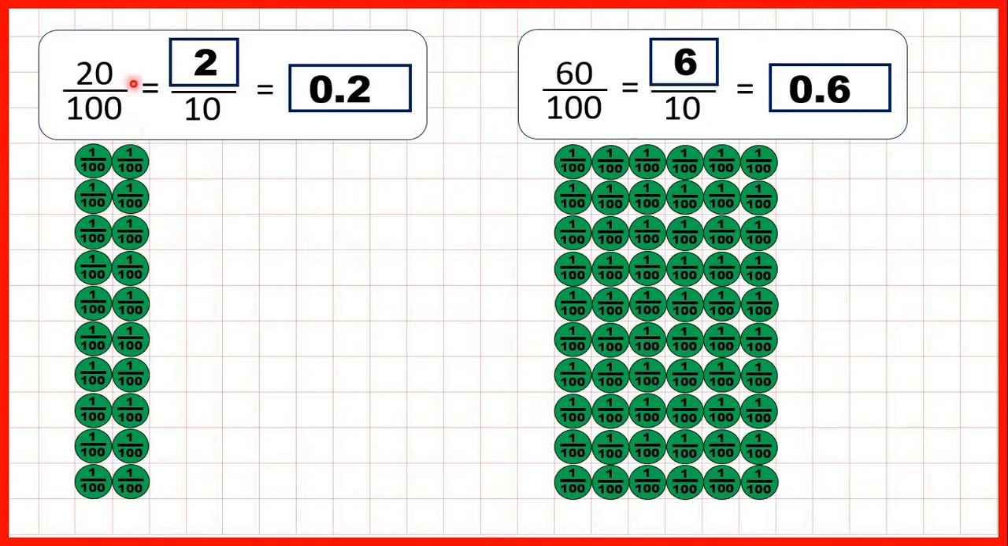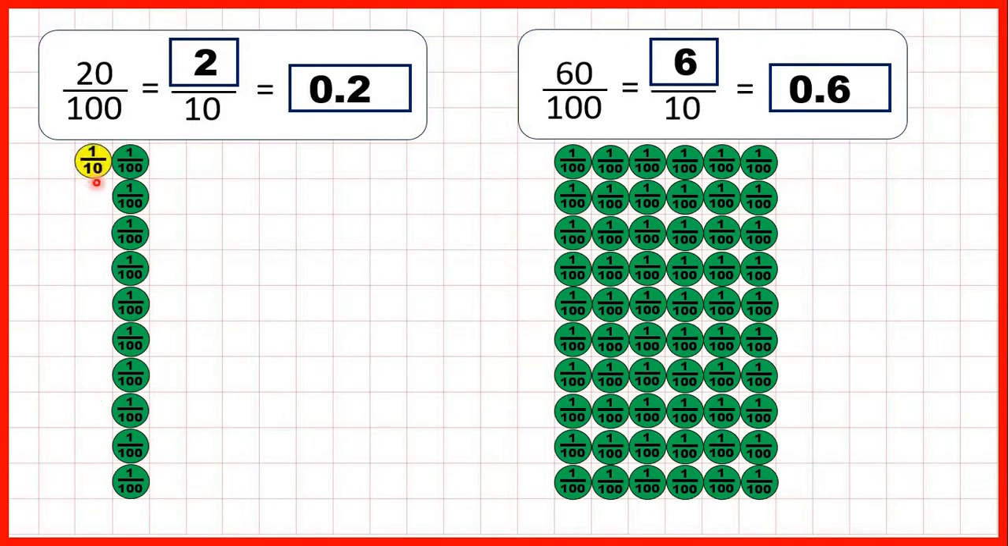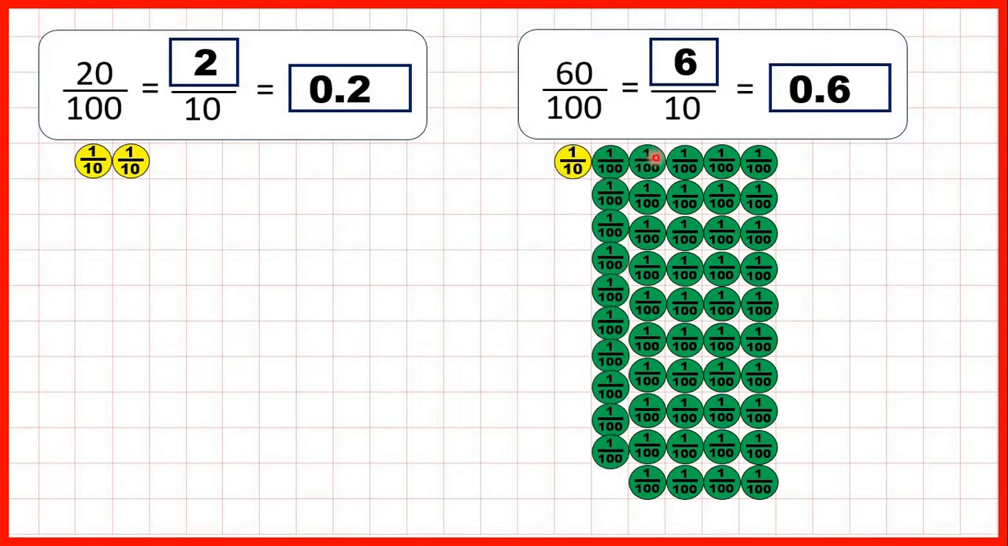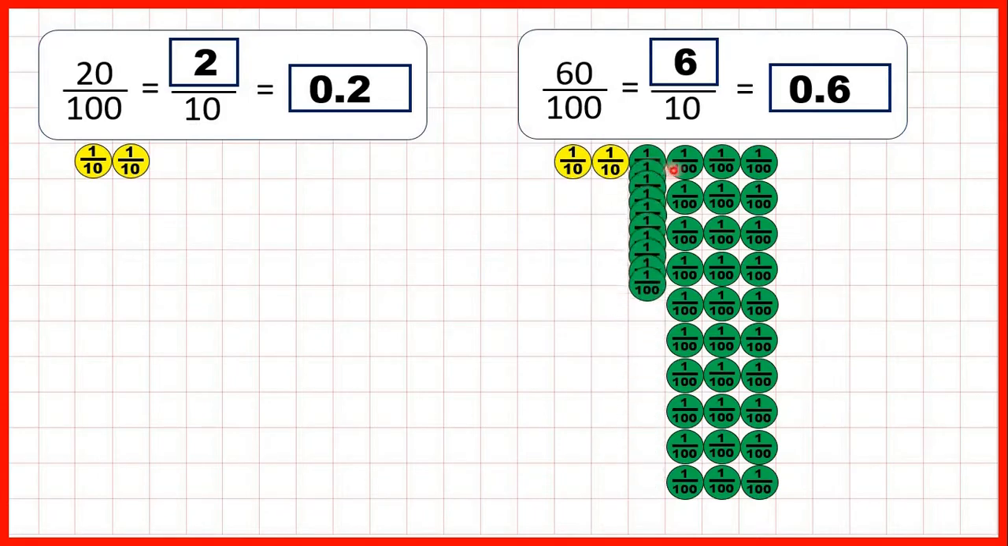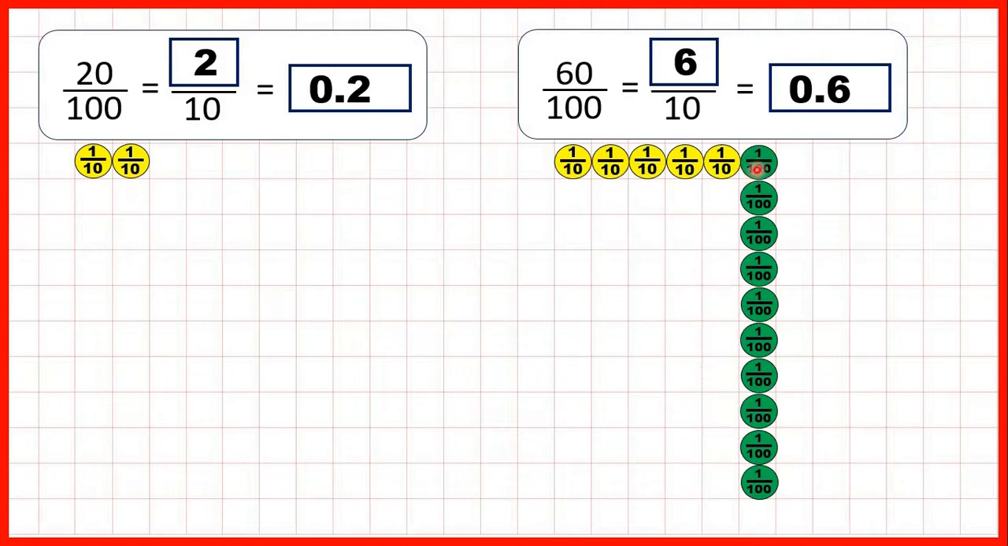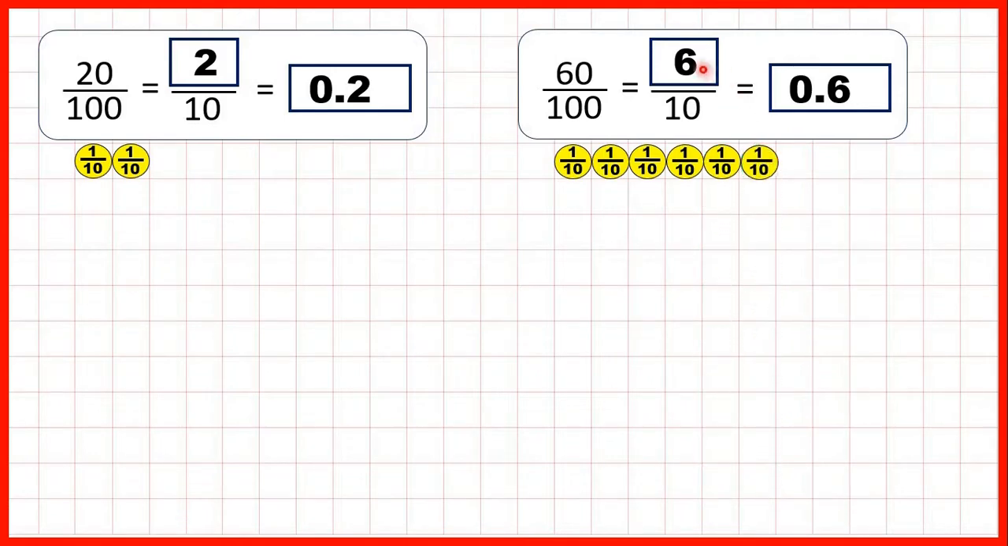So for this first question, we started with 20 hundredths, but remember, 10 hundredths can be exchanged for 1 tenth. That gives us 2 tenths, or 0.2, as a decimal. Then we had 60 hundredths, but 10 hundredths can be exchanged for 1 tenth. So when we've exchanged all of our hundredths for tenths, we get 6 tenths, which can be written as 0.6.